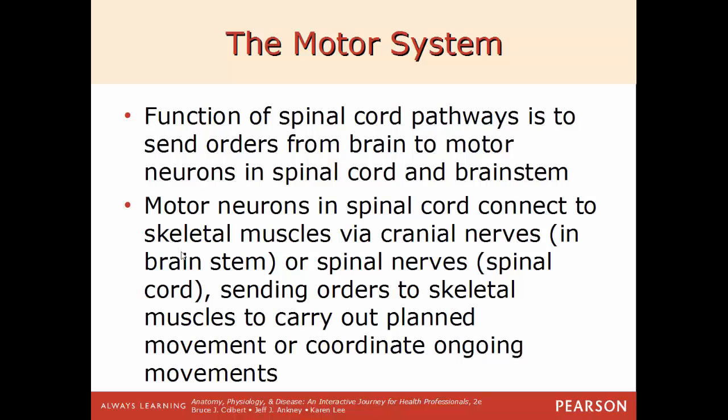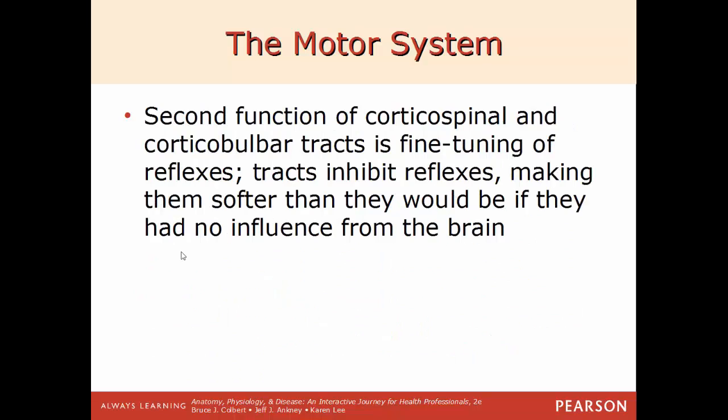Motor neurons in the spinal cord connect to skeletal muscles via the cranial nerves or by the spinal nerves, sending orders to skeletal muscles to carry out the planned movement or to coordinate ongoing movement. Now, the second function of the corticospinal and corticobulbar tracts is the fine tuning of reflexes. These tracts will inhibit reflexes, making them softer than they would be if they had no influence from the brain. So just from these last few slides, the functionality of movement going from the brain, being processed by the brain, and signals being carried out through skeletal muscles for the actual process of movement is fairly complicated, pretty involved, and involves a lot of moving parts working all at the same time, working together.